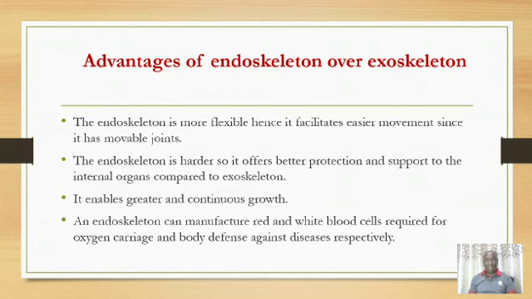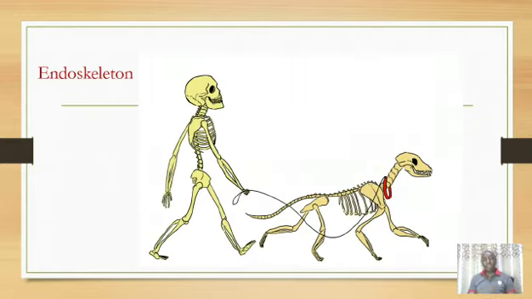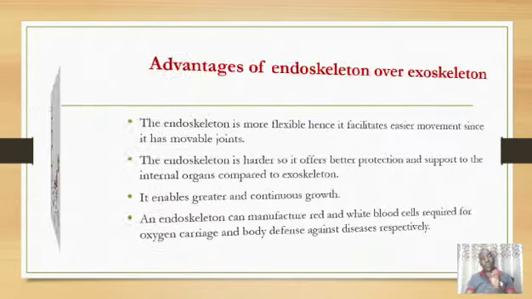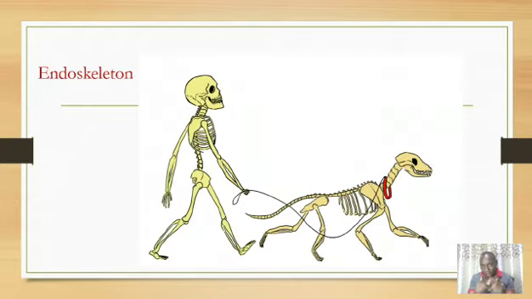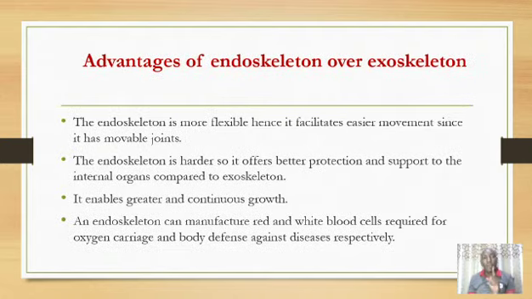The endoskeleton, in addition, can manufacture red and white blood cells. That skeleton you see there is having bones. Within these bones, there is manufacture of red blood cells that transport oxygen. There is manufacture of white blood cells that play a role in defending the body.